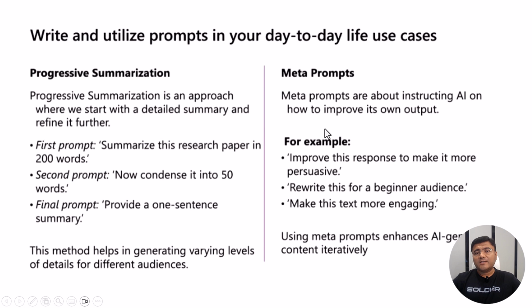In meta prompts, we actually provide proper instructions to our language model, and we can actually help the model where it is doing wrong. So, where to improve. When you say this thing to the model, that is known as a meta prompt. Sometimes I can use these words like improve this response to make it more persuasive, or I can say rewrite this for the beginner audience, or make this text more engaging. And when I do this, my prompts are going to be better and it's going to give me better results associated with that.